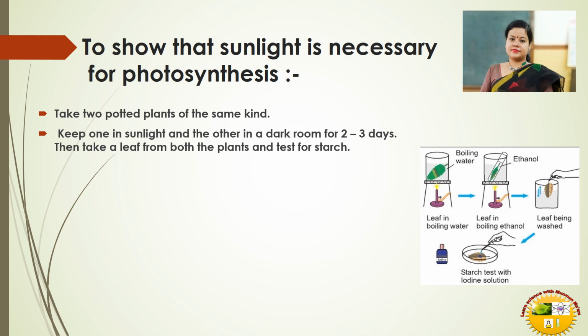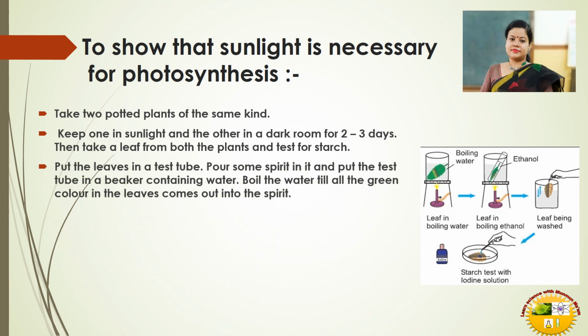In the chapter components of food, you know that if starch is present, then iodine gives it a blue-black color, right? We will utilize this knowledge in this experiment. So what we are doing, we are keeping one potted plant in the sunlight and the other in a dark room for 2 to 3 days.